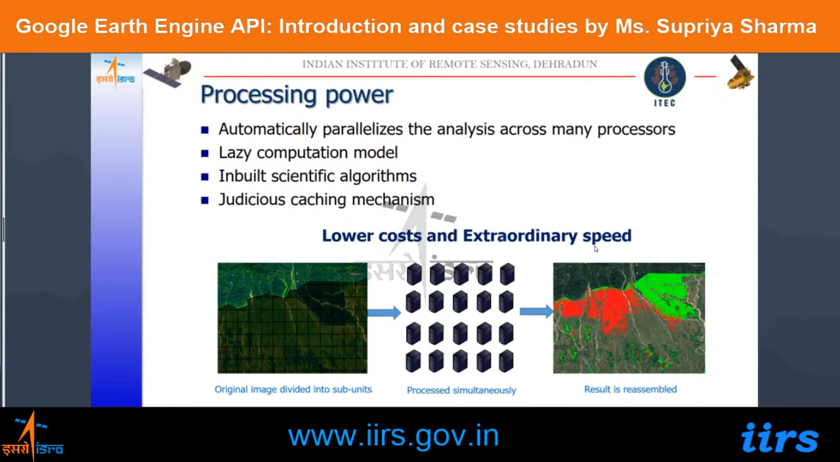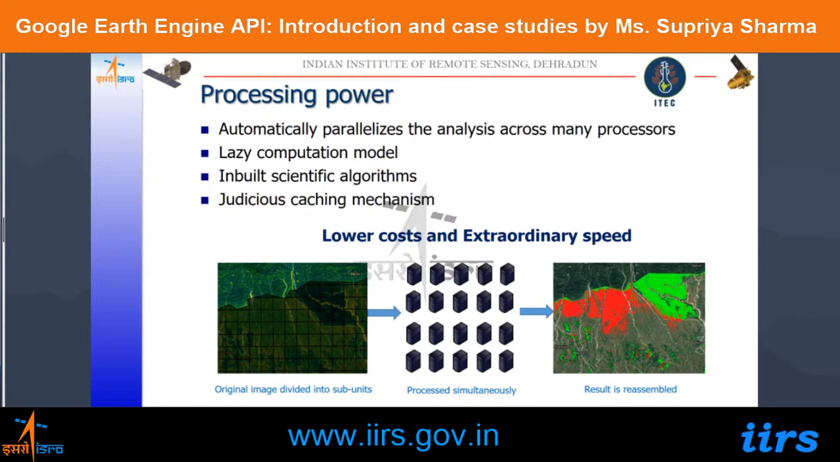The Google Earth Engine also has several inbuilt scientific algorithms which are optimized for use over parallel processing platforms. And the Earth Engine also has a judicious caching mechanism, which means that all the expensive intermediate results are stored in the cache memory. So when a similar computation needs to be performed again, it need not be recomputed, but the result can be directly fetched from the cache memory and be used for further calculations. So all these features ensure that the calculations are performed at lower costs and at very high speeds.